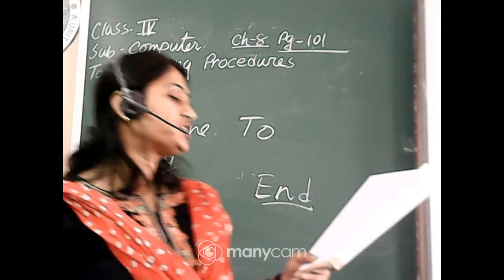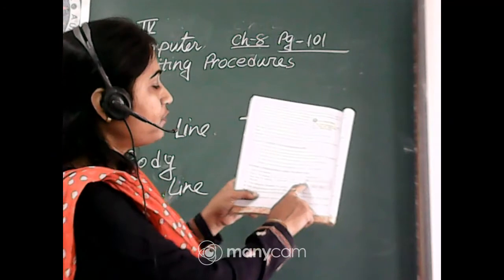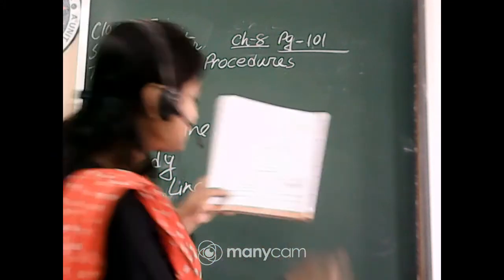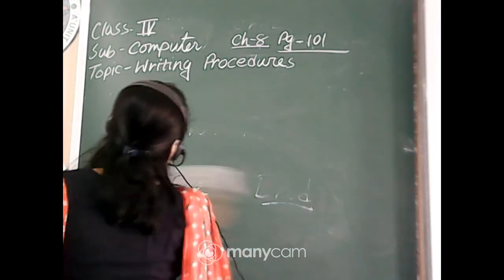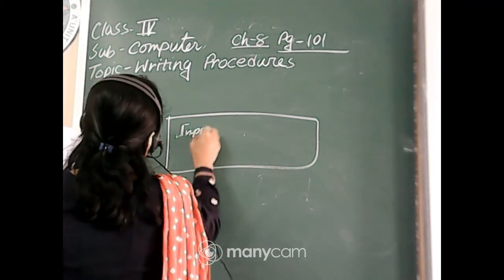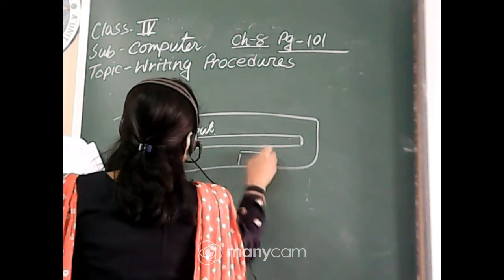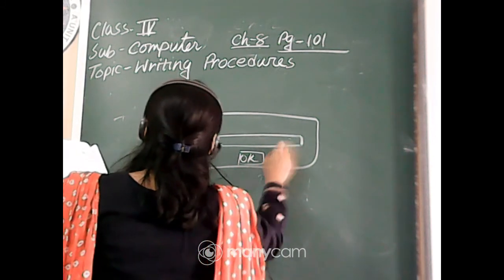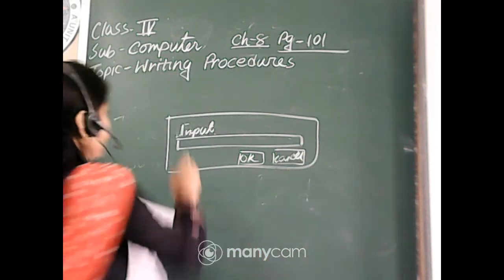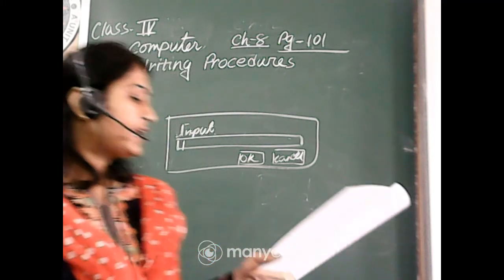Define a procedure using the input box. This is the input box, and you have to write the input over here. Please follow your book. Here you write the input, and next to it there are two buttons, OK or Cancel. Whatever you write first, you have to give the name of the procedure. Click in the input box.